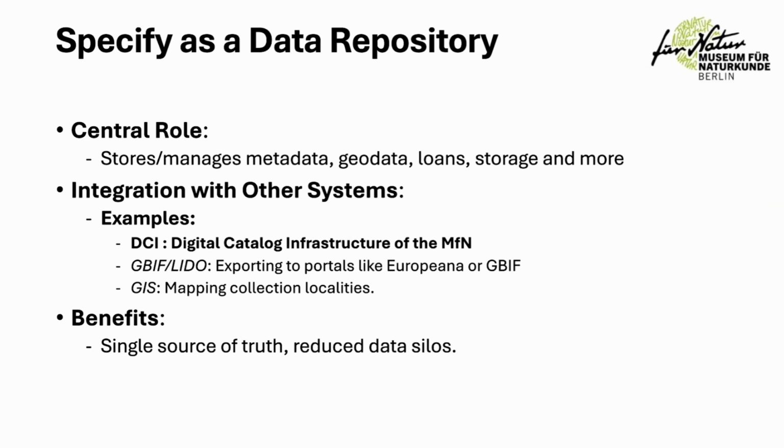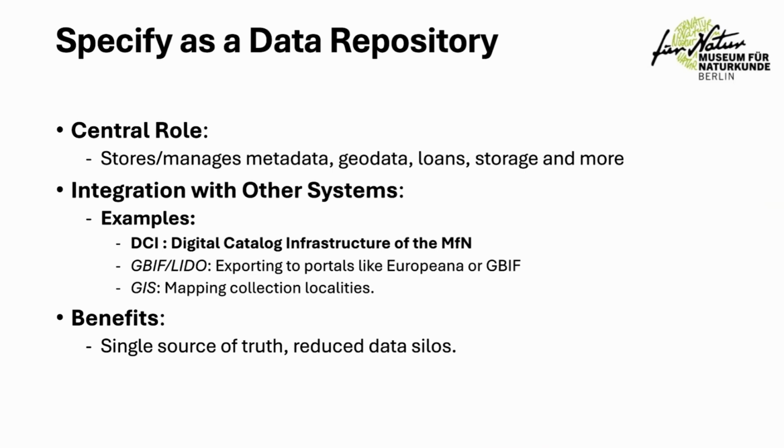Specify serves as far more than just a database. At the Natural History Museum in Berlin, it functions as a central data repository at the heart of our digital catalog infrastructure. It manages a wide range of data types, from object metadata and georeferenced locality data to loan records, storage information, and more. Everything is centralized within Specify, giving us a single point of access for all collection-related data.